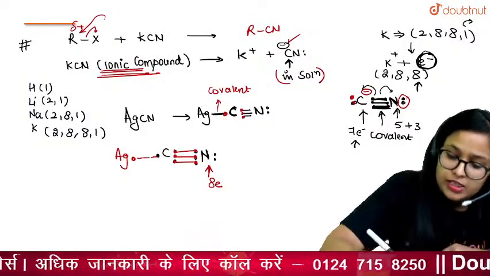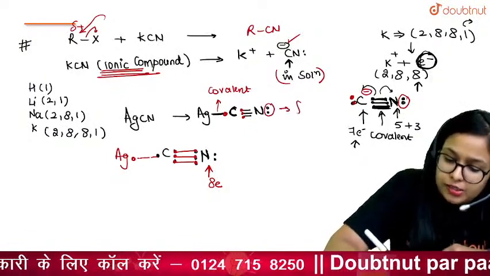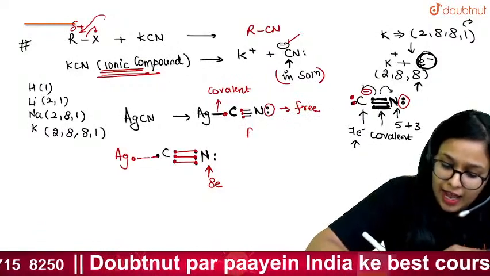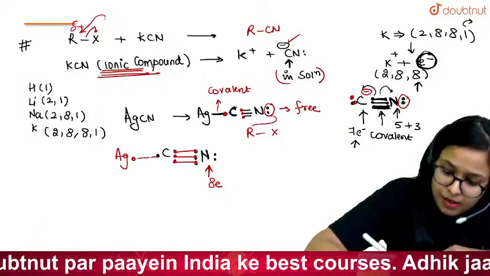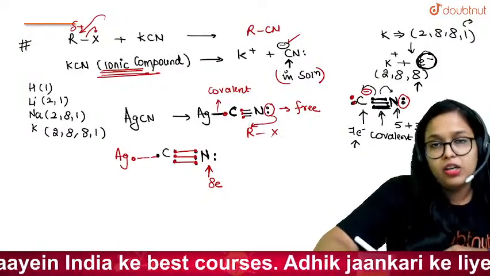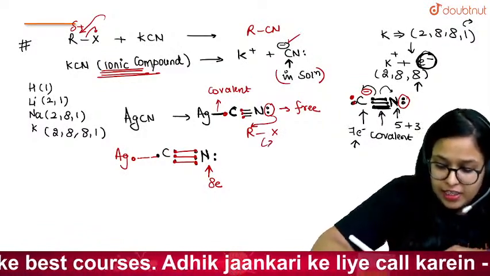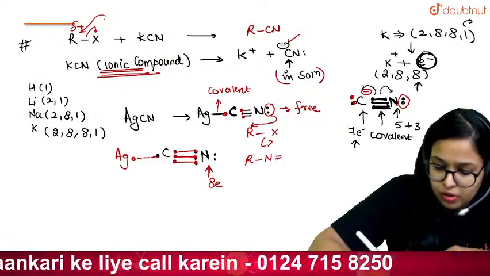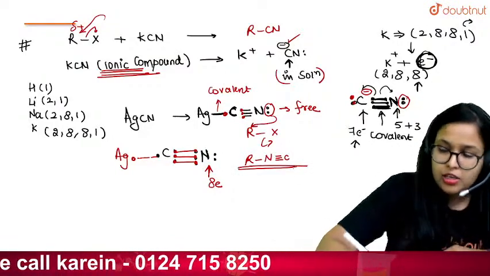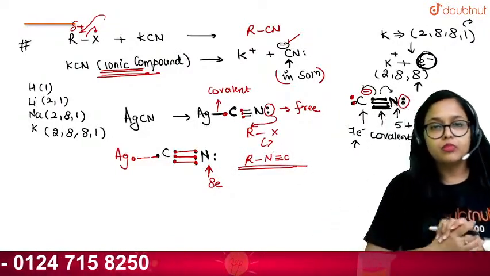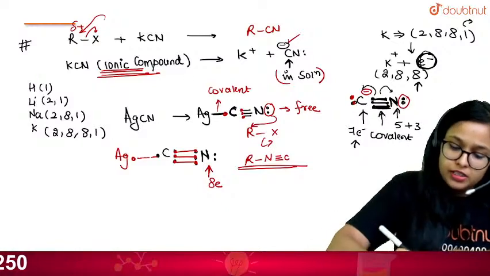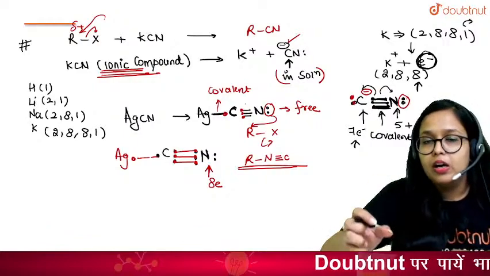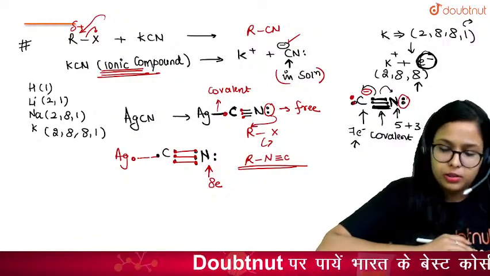The electron density now on nitrogen is free. It is free, and hence the attack takes place by the nitrogen atom and not by the carbon atom. And X minus is removed once the bond is formed. R-N triple bond C is released, right? So this is the way things happen. This is only because the silver and carbon bond is a covalent bond. It is quite a strong bond. Free electron density is not available on carbon.